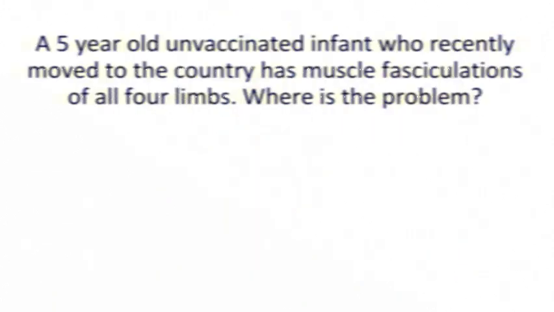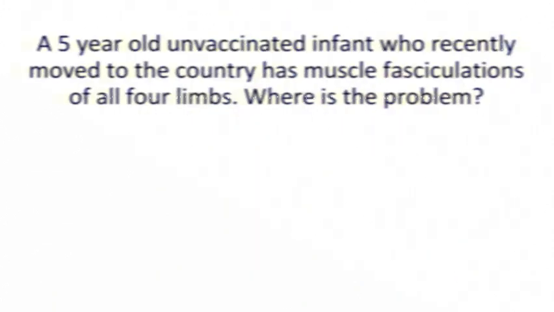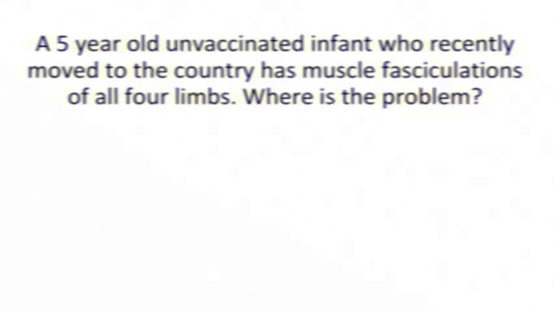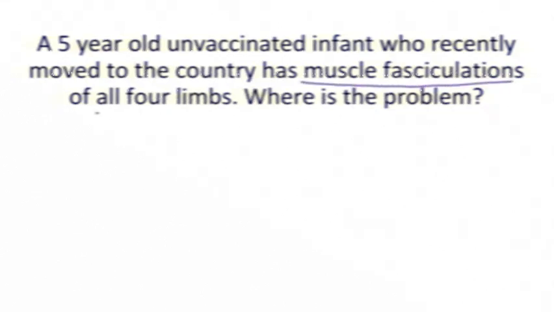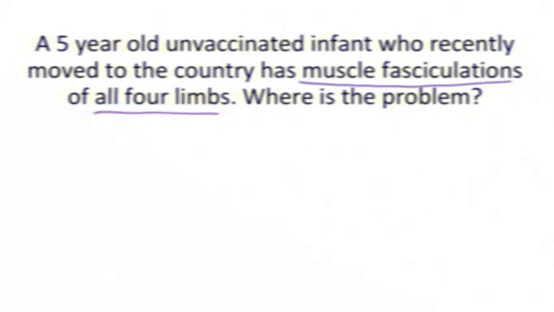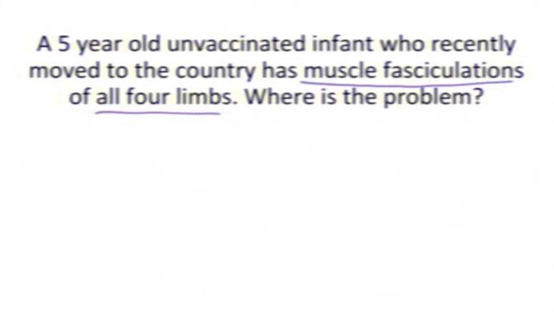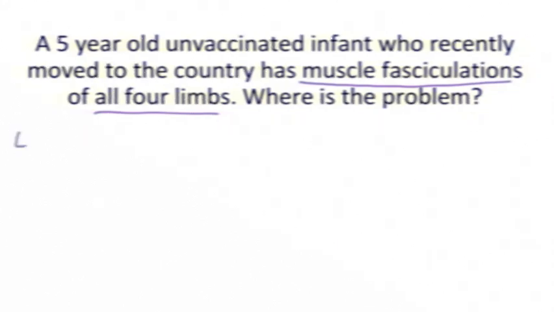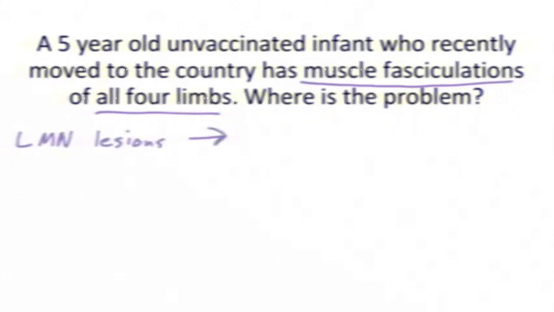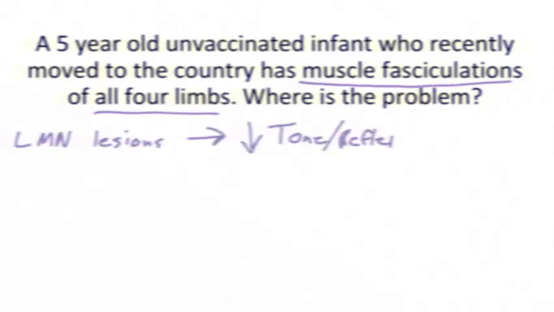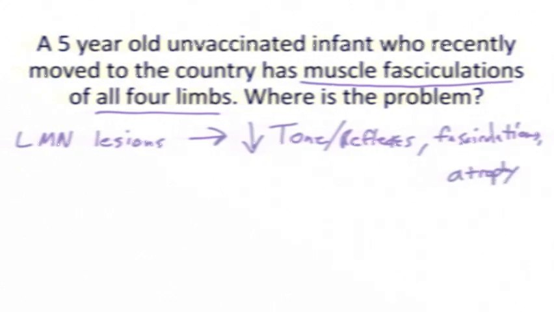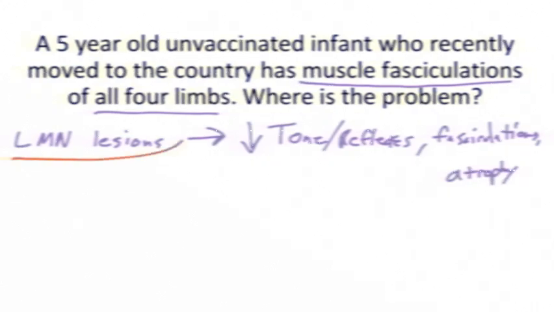So another question. Let's say a 5-year-old unvaccinated infant who recently moved to the country has muscle fasciculations, and he has them in all 4 limbs. Where's the problem? We'll first identify the symptom as a lower motor neuron lesion. And recall that signs of lower motor neuron lesions include decreased tone and reflexes, fasciculations, and atrophy. So we believe that this patient has a lower motor neuron lesion.